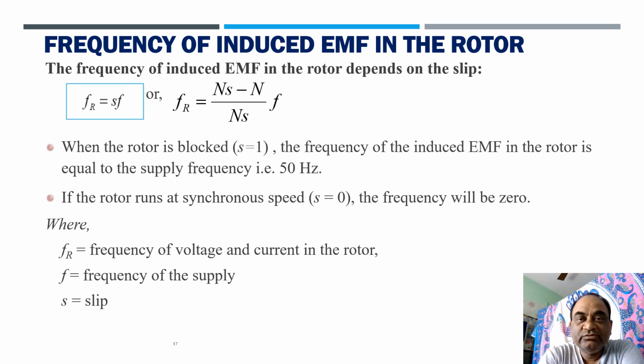So, the frequency of the induced EMF in the rotor. As you have studied Faraday's law of induction, whenever a conductor cuts the flux, EMF is induced. Because the stator flux is rotating and cutting the rotor conductors, EMF is induced in the rotor bars in the case of SCIM, and rotor conductors in the case of SRIM, and that is also AC in nature.